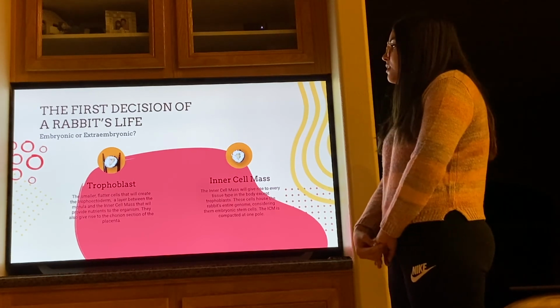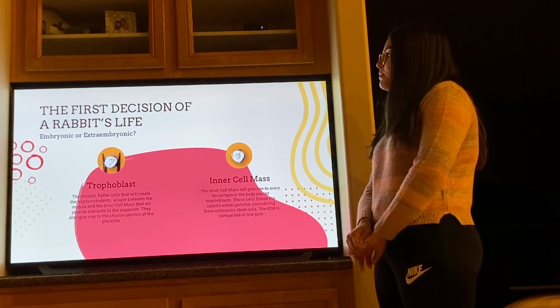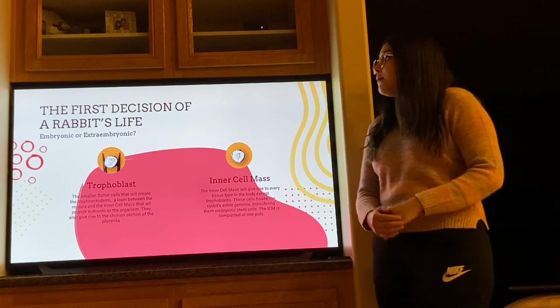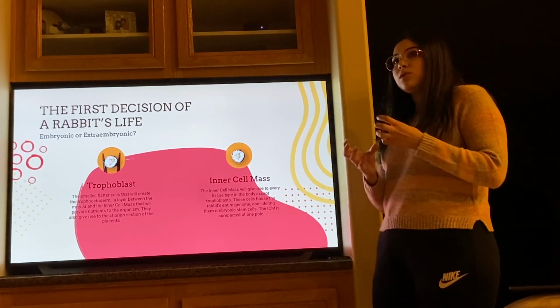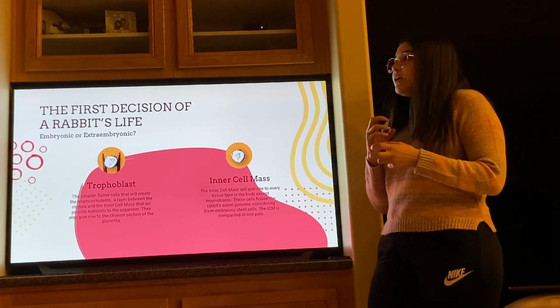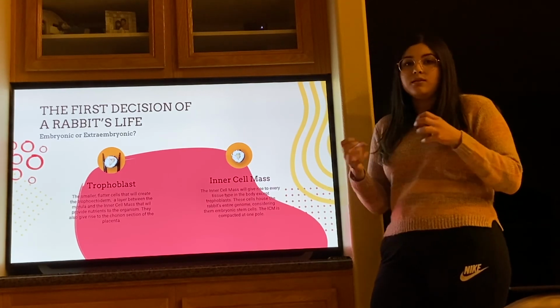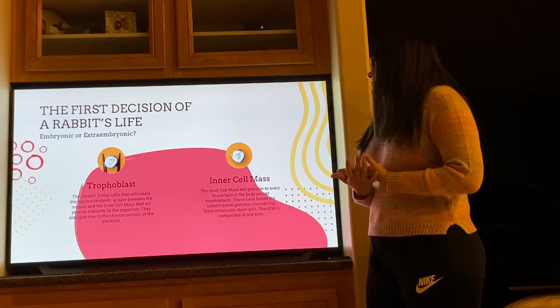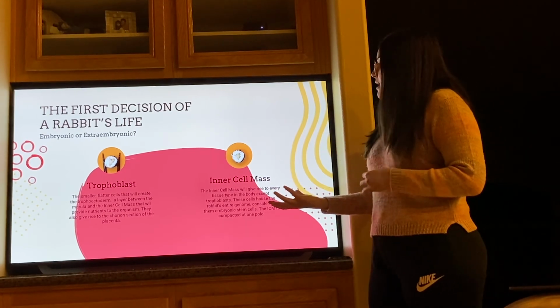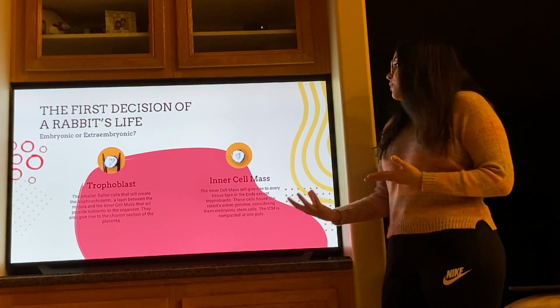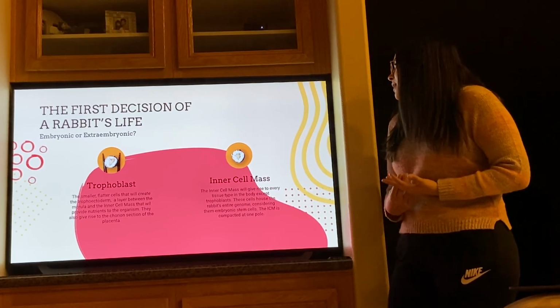So let's talk about trophoblasts. So trophoblasts do come from those 16 cells. Those 16 cells will basically develop in very certain ways once they get to that stage. Smaller ones do tend to go through the trophoblast side, and then the larger ones will go through the intracellular mass.